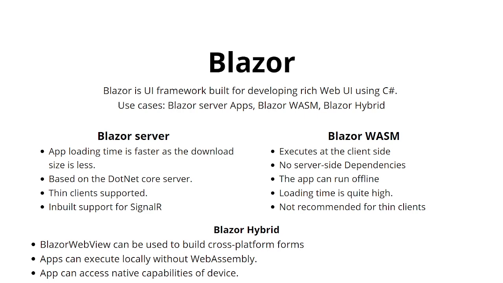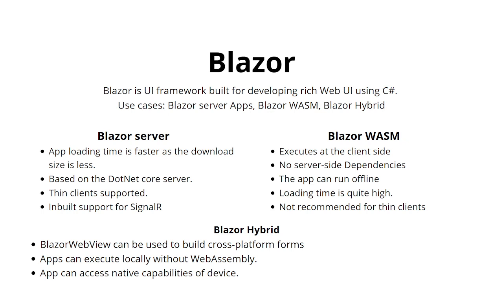So that is all we have for Blazor. We can create the three types of apps as explained: the normal Blazor server app, the Blazor WebAssembly app, and the Blazor Hybrid app.